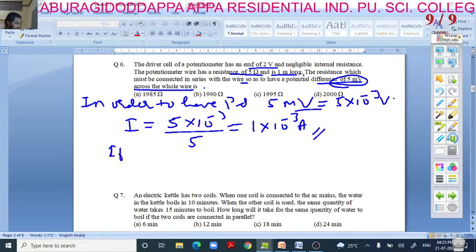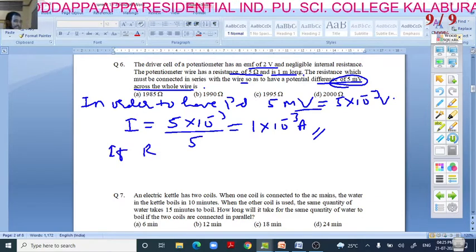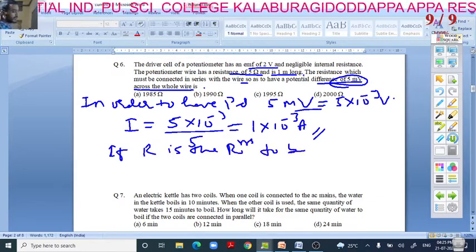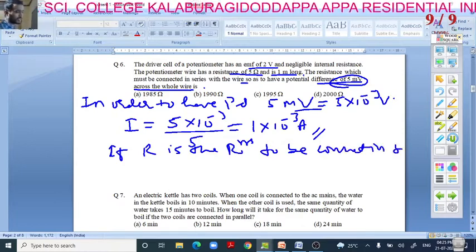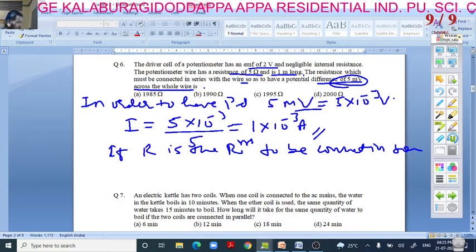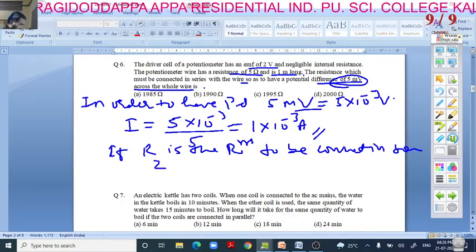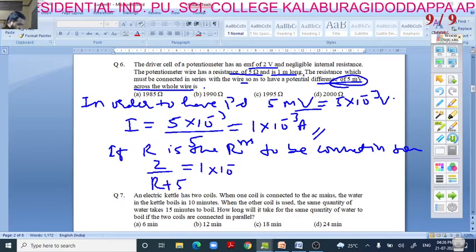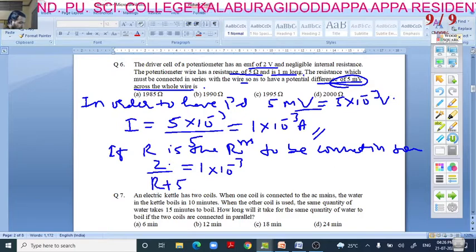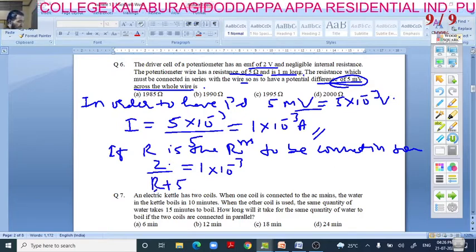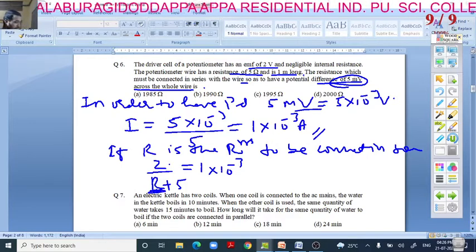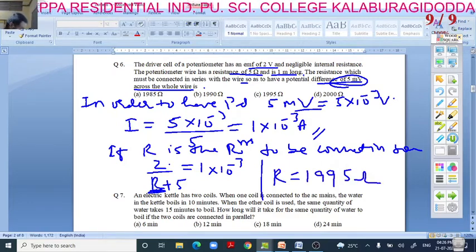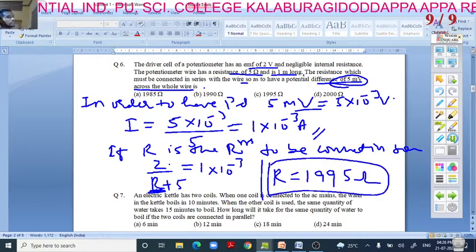So if R is the resistance to be connected in series, I is equal to E divided by R plus r. So we know that 2 divided by R plus 5 is equal to 1 × 10⁻³. Current I is equal to E divided by R plus small r. Our aim is to find this R. By simplifying, R is equal to 1995 ohm we will get. Hence our option is the third option.